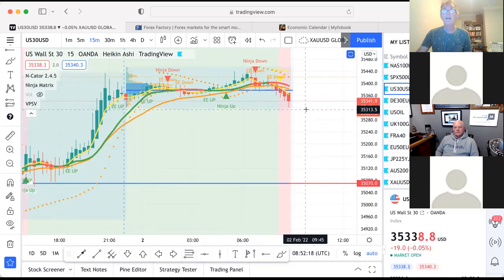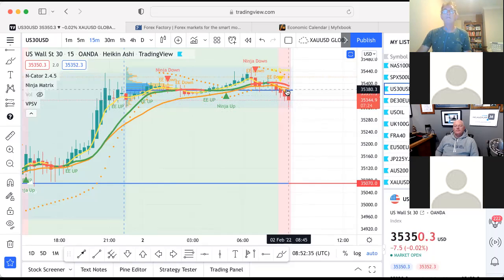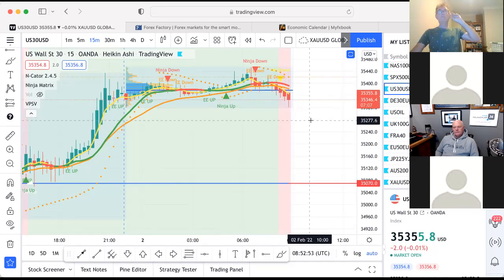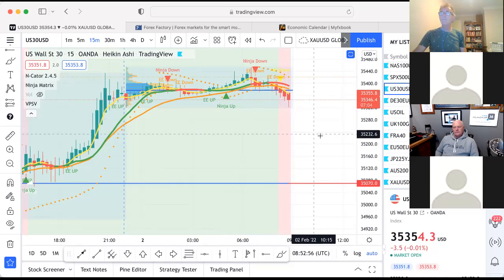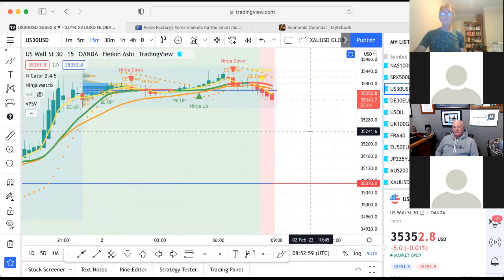If I was to do my checklist, the only thing I would have a slight hesitation about is the fact that the orange line, which is the 20 MA, I would like that to be above the 13, so that the order would be 5, 13, and 20. But that's not absolutely necessary. So I would say a sell on US 30 at the moment would be a reasonable trade.